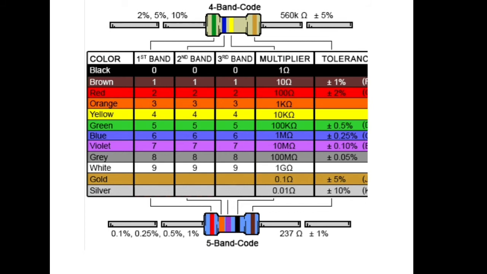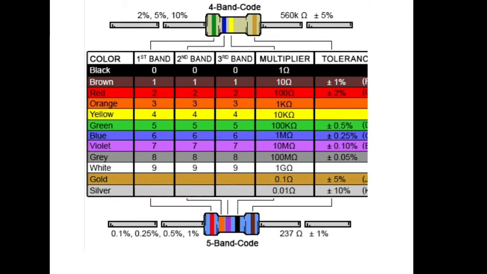And the fourth band is gold in color. Gold has a tolerance of plus or minus 5%. Similarly, you can view a 5 band code. In the 5 band code, as an example, the first band has the violet color, the second band has the orange color, the third band has the blue color, the fourth one has the black, and the fifth one has the brown color.